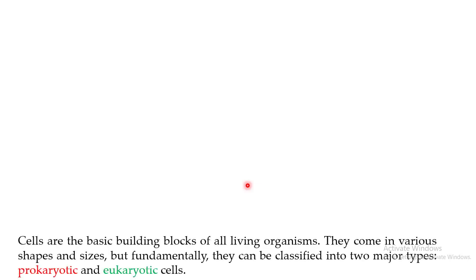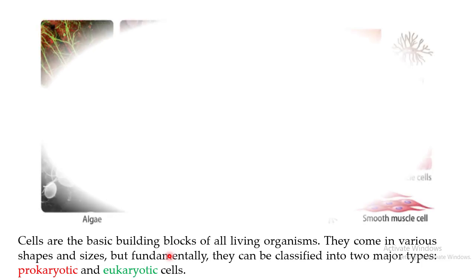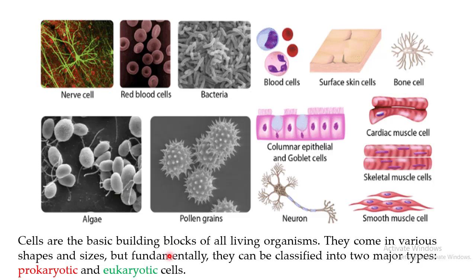So we are going to start with the cells. The cells are the basic building blocks of all living organisms. And if you look at this image, you can see that these cells come in various shapes and sizes. For example, if you compare the shape of the neuron with that of the pollen grain, or with that of the algae, you can see the differences in shapes of these cells.